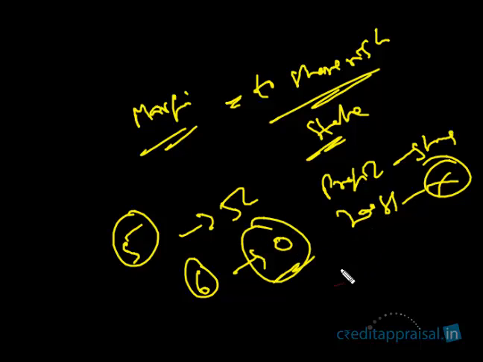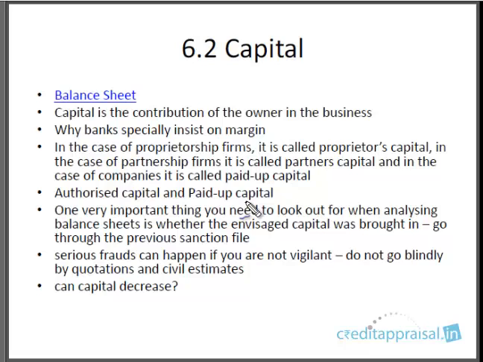Without your margin, banks will not come into the picture. See, the amount may be even 5%, but some margin they'll be insisting you bring in, because only then will you, as a promoter, have a stake in the business, and banks want to ensure the promoters have a stake. They have an interest in running the company. So without the promoter's contribution, even a single rupee, the bank is not going to extend any loan. So banks always insist on margin.